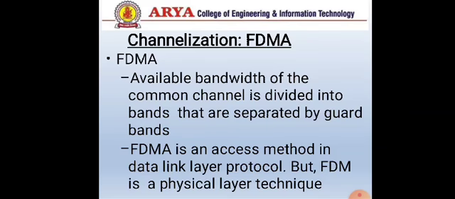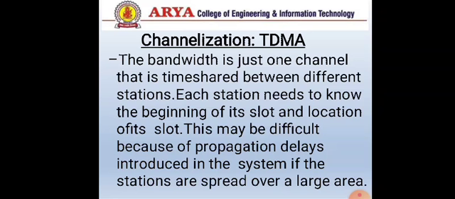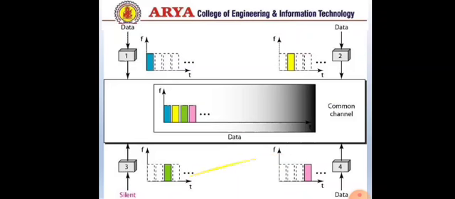Now we are moving on to TDMA. In TDMA, the bandwidth is just one channel that is time shared between different stations. Here we divide the time slot, not frequency. So each station needs to know the beginning of its slot and the location of its slot. This may be difficult because of propagation delay introduced in the system if the stations are separated over a large area. See, here we divide time, not frequency.